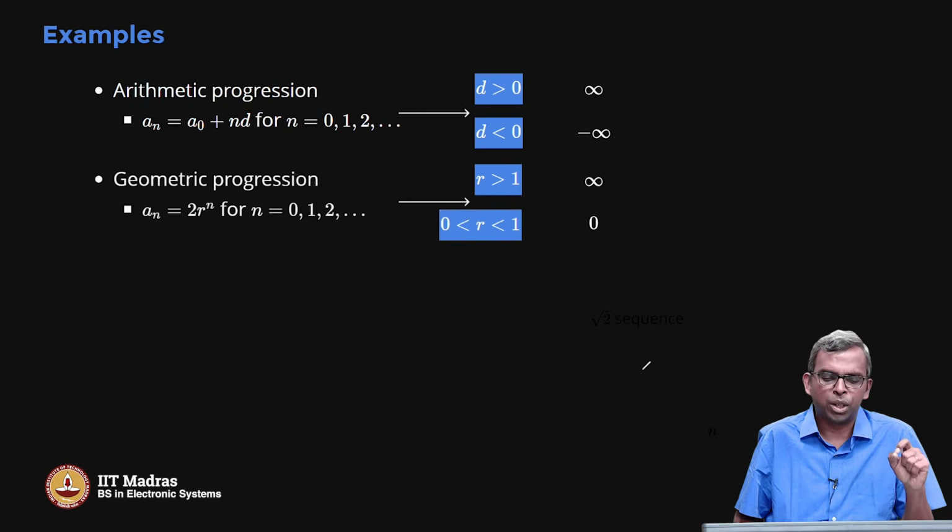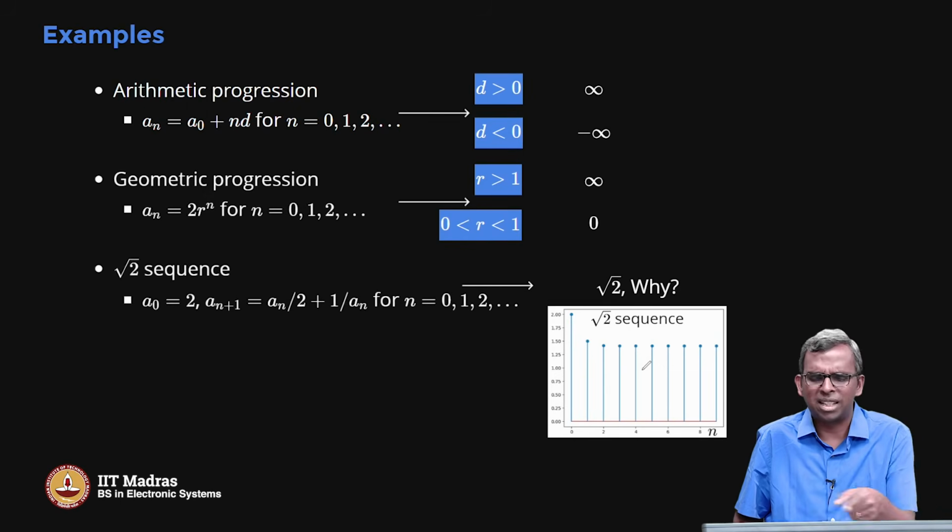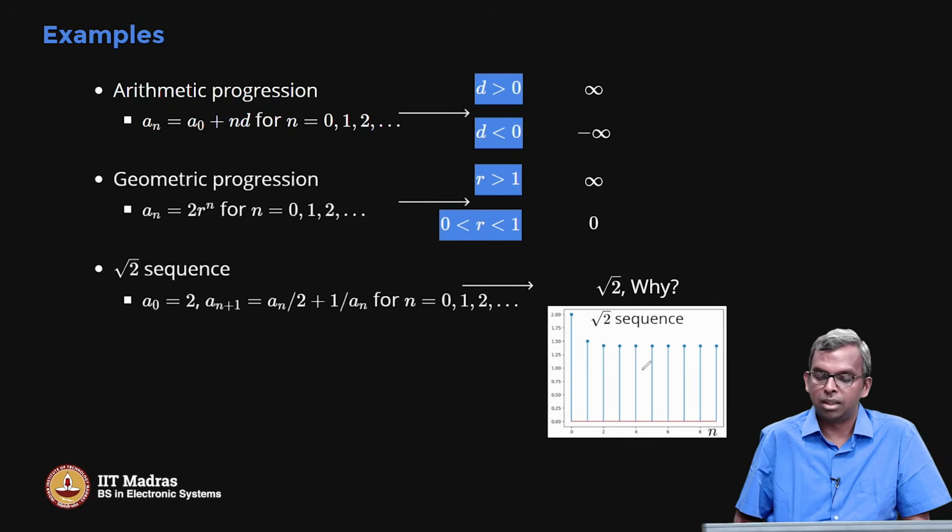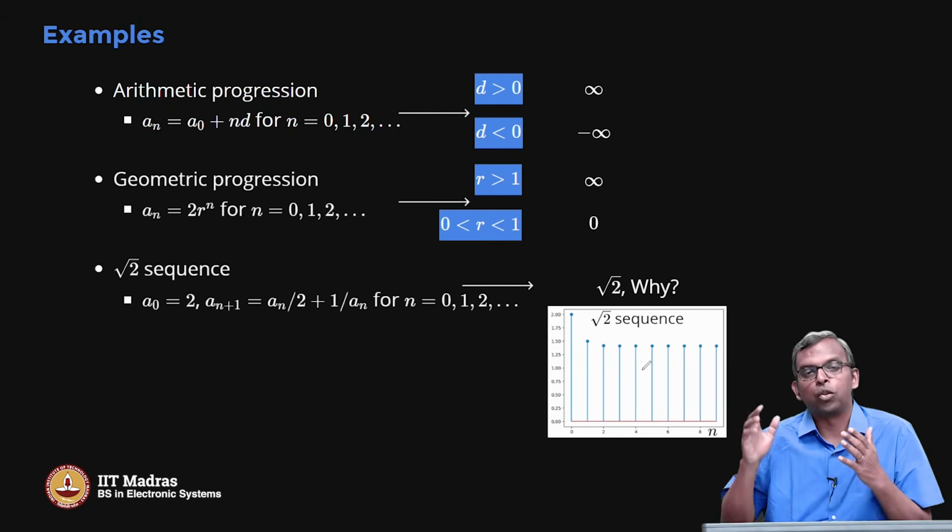Again, you can do a proof for this using the epsilon method if you want, but there are other ways to prove it. Maybe we'll prove it later on. So, r to the power n is going to go to 0 when r is between 0 and 1. You can plot it, you can check it graphically. The root 2 sequence will go to a limit of root 2.